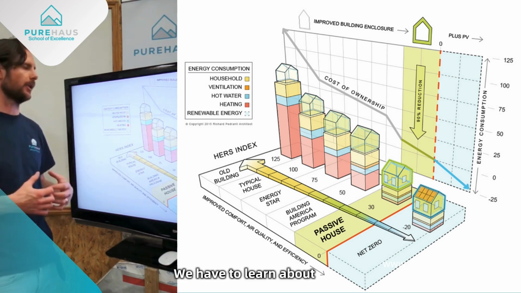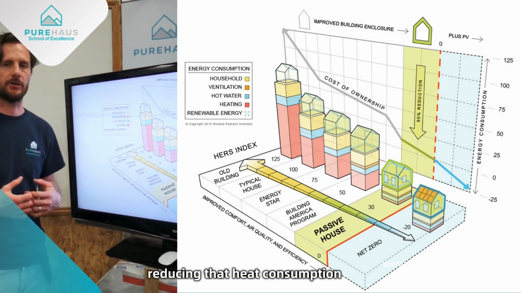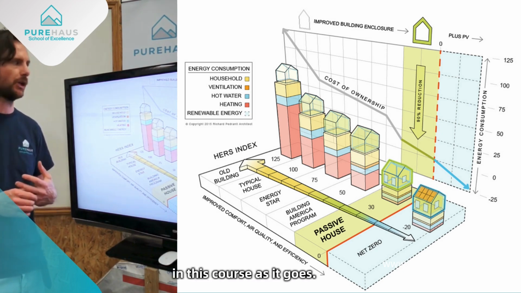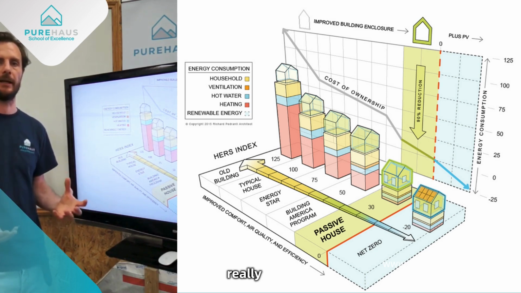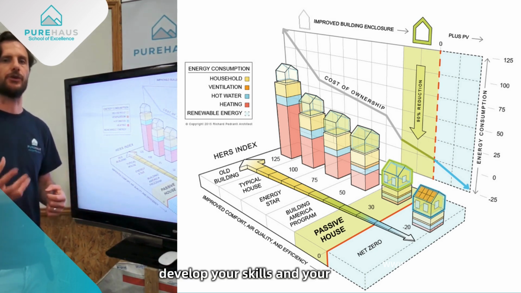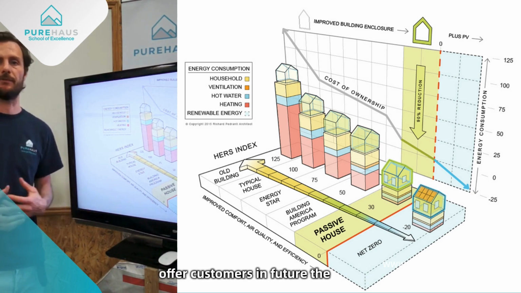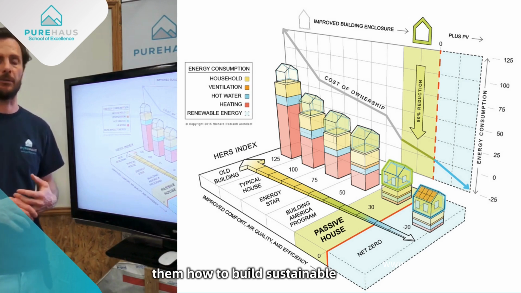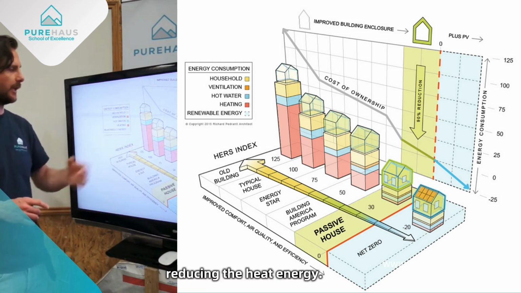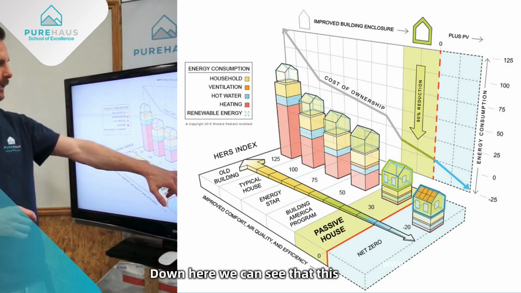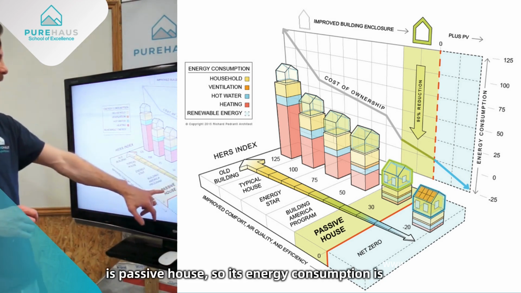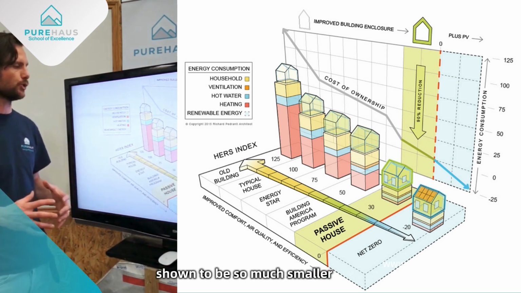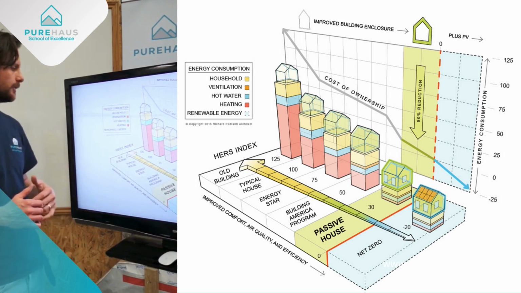We have to learn about reducing that heat consumption, and that's what we'll progress into in this course as it goes. And that's where you can really develop your skills and your abilities to be able to offer customers in future the opportunity to show them how to build sustainable homes, reducing the heat energy. Down here, we can see that this is a passive house, so its energy consumption is shown to be so much smaller than a traditional house.